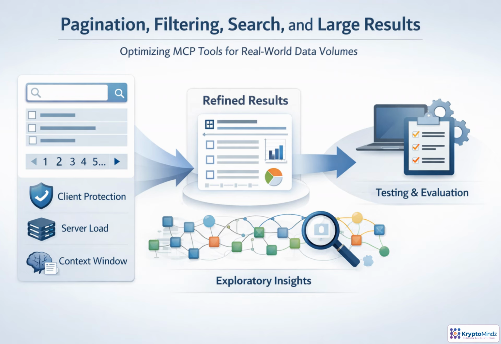Real production data is messy, large, and easy for a model to drown in. In this module, we'll design MCP tools that return just enough searchable, filterable, paginated results that protect systems while keeping exploration productive.